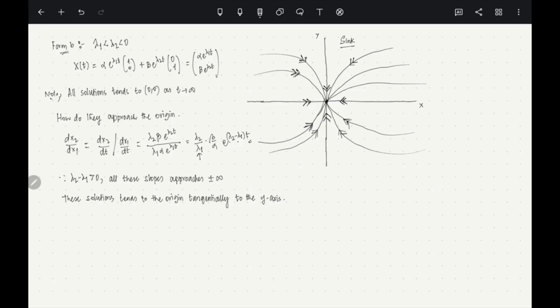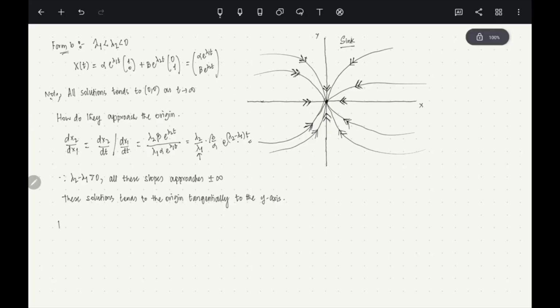Okay, so now you see, this is called a sink, because every solution is basically moving towards the origin. You can put a particle anywhere, and you know that the particle is going to end up near the origin as t tends to infinity. So that's the situation with a sink.